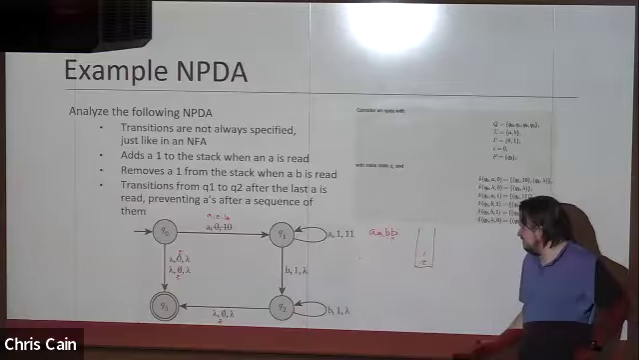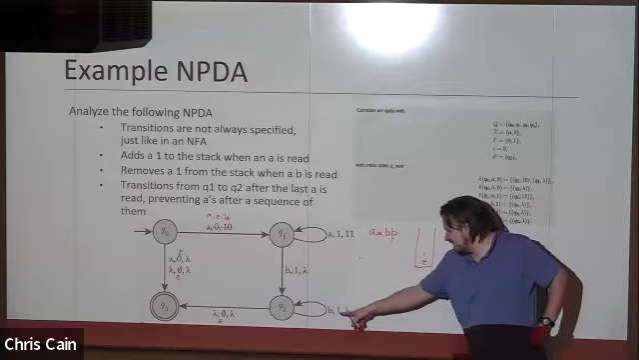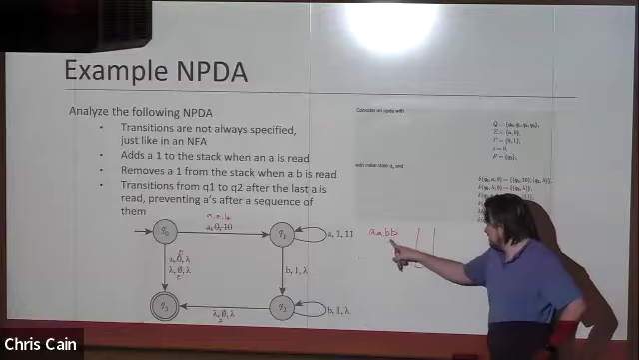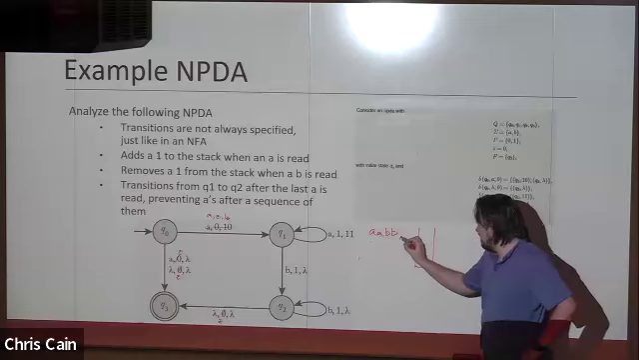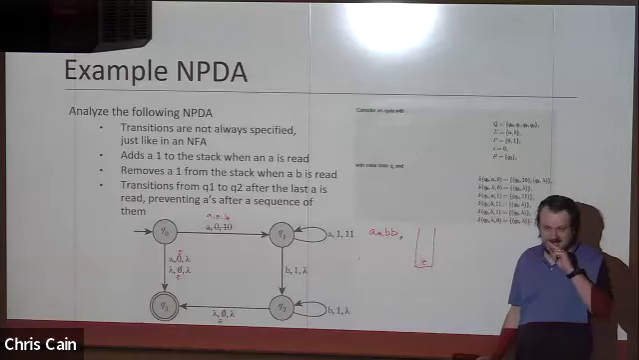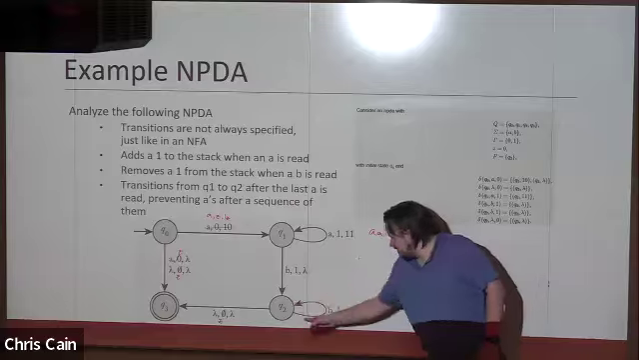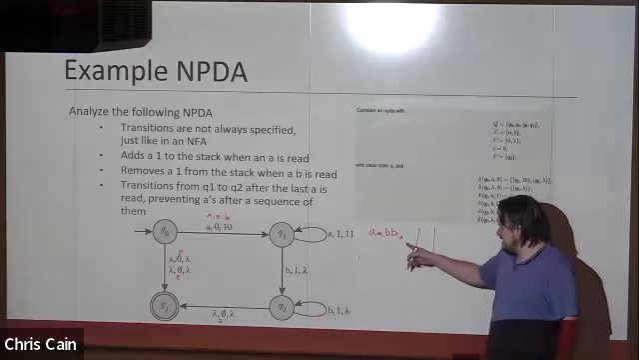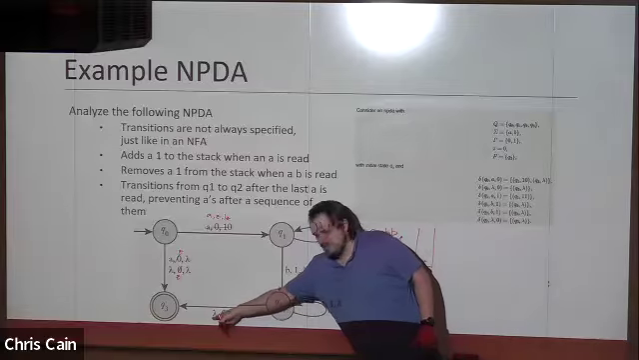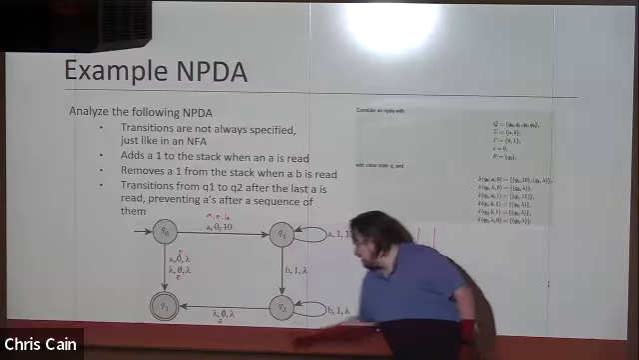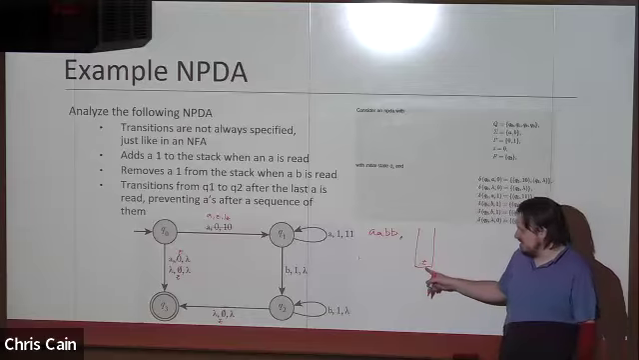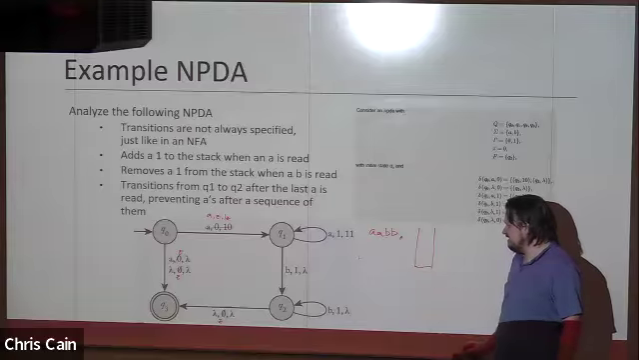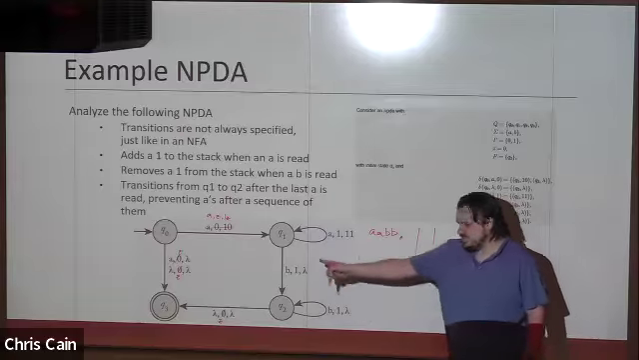From Q2, if we read a B, and there's a 1 on top of the stack, we're going to pop that 1. We're going to move our string pointer to be pointing past the end of the string. We are looping back around to Q2. And now we see that we are pointing at nothing with a bottom of stack character on top of the stack. So we are going to pop off that bottom of stack character as we do it and move over to Q3.